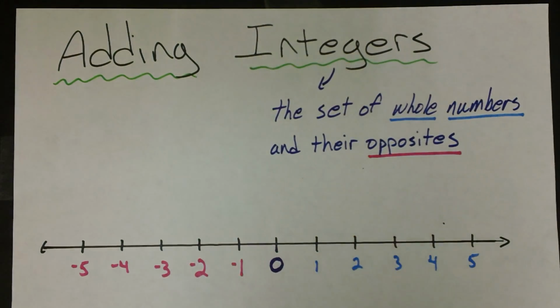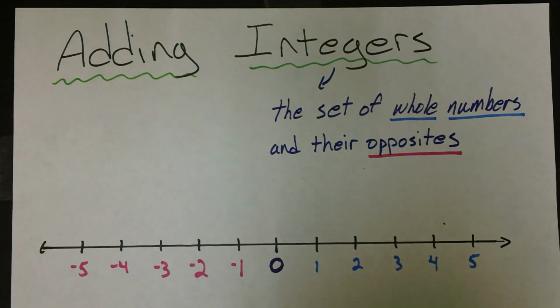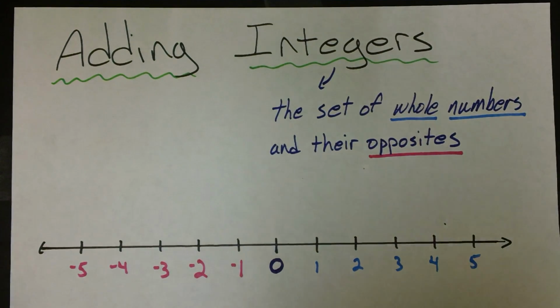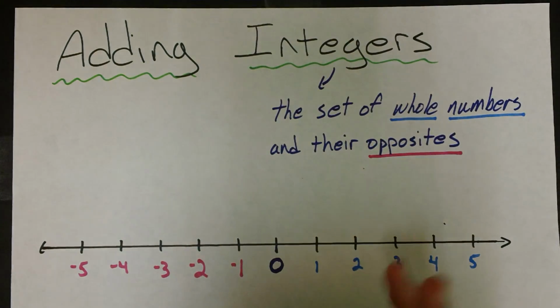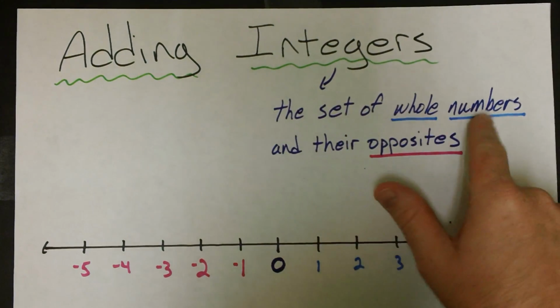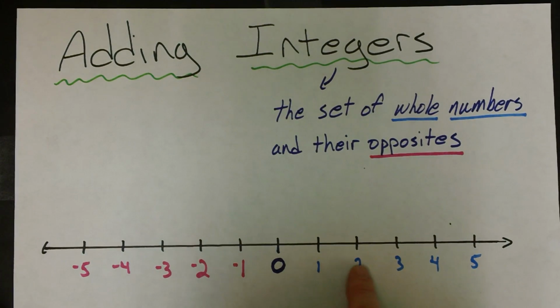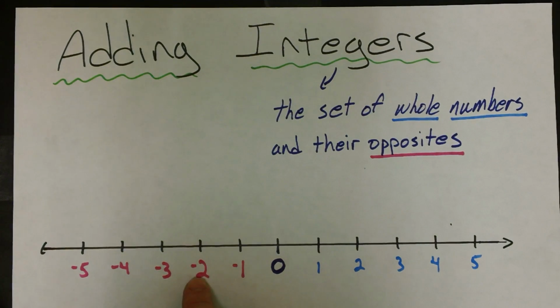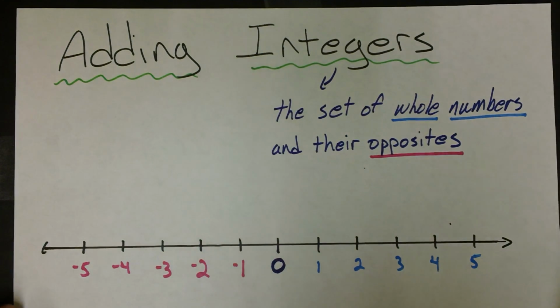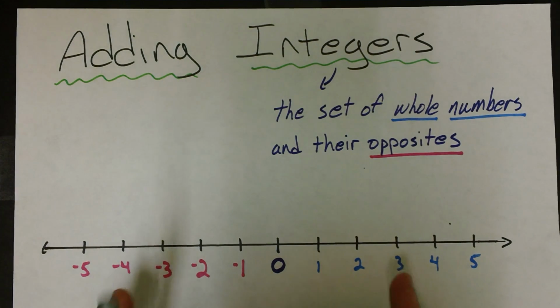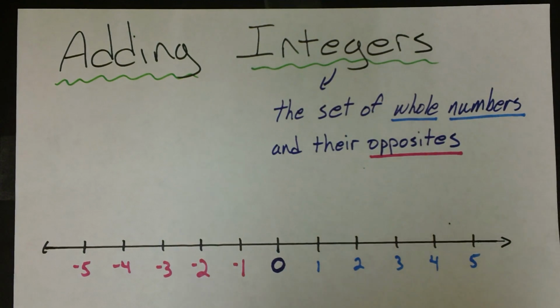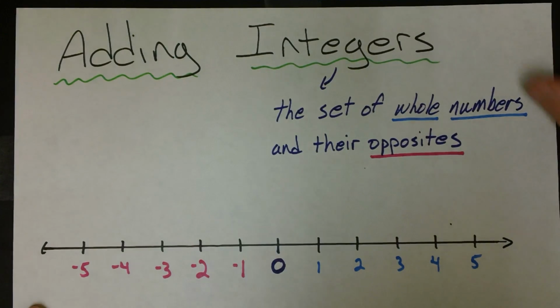In this lesson, we're going to be working with integers, and we're going to be adding integers. Now remember, when you hear the word integers, integers is the set of whole numbers and their opposites. So you have the whole numbers like 1, 2, 3, 4, 5, and so on, and then you have their opposites of -1, -2, -3, and so on. So we're going to learn to combine or add these numbers. Let's look at some examples.